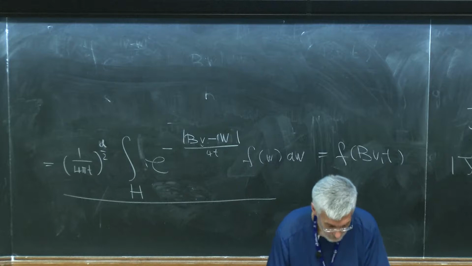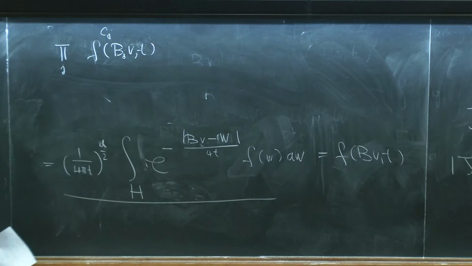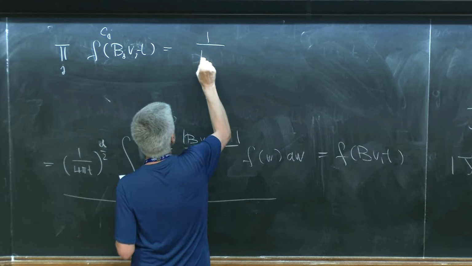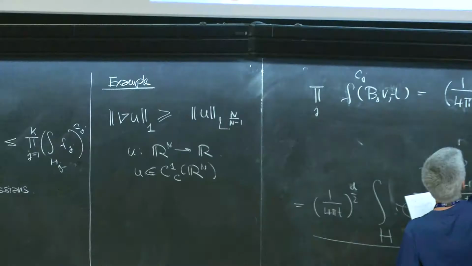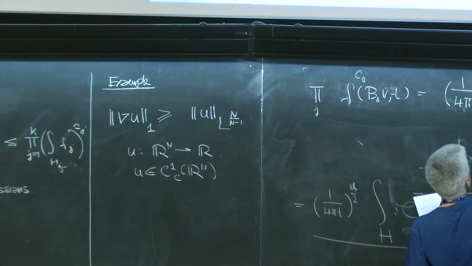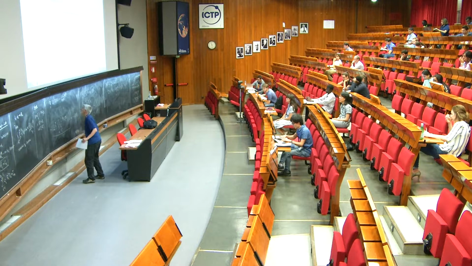So what is the product over j, f of bj vt to the power cj? Well, that equals 1 over 4 pi t to the power cj dj over 2. Let me say this better. Sum cj dj.